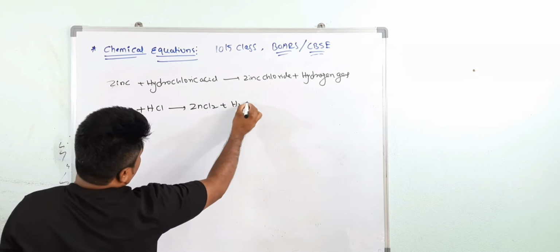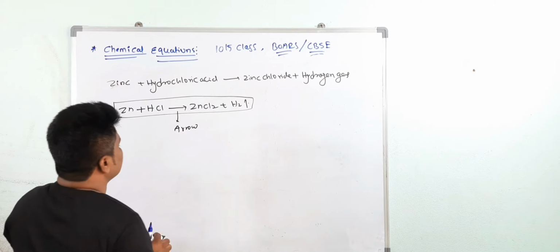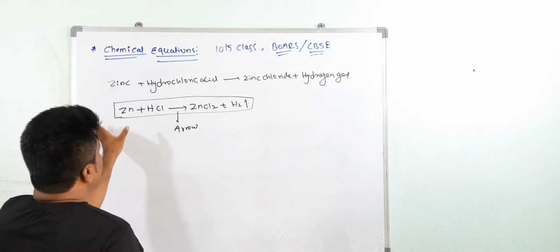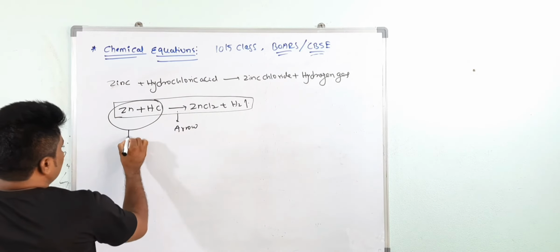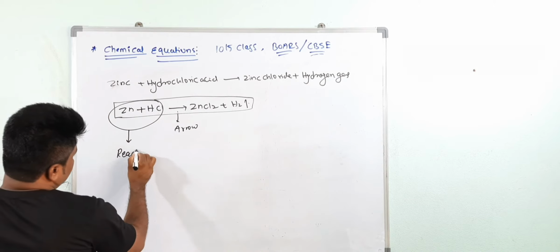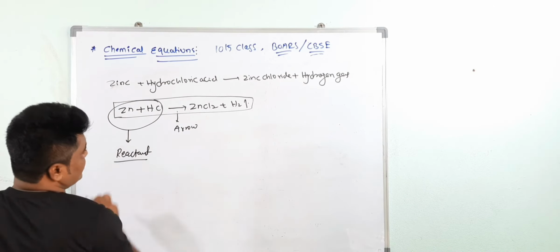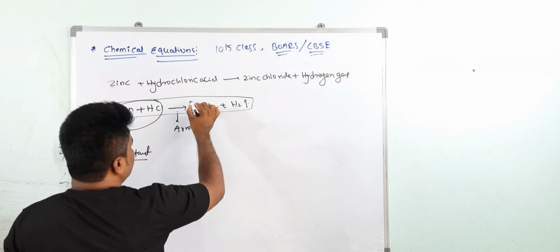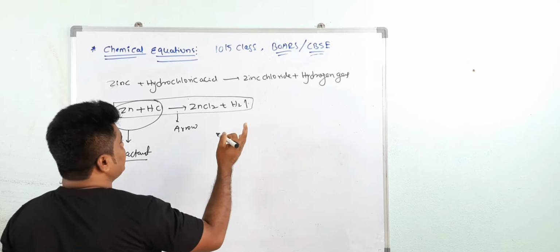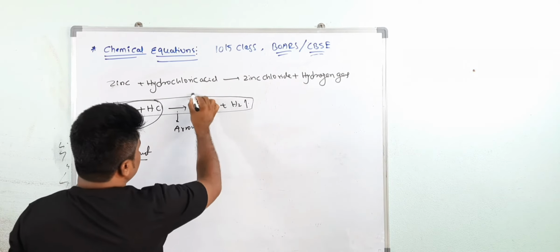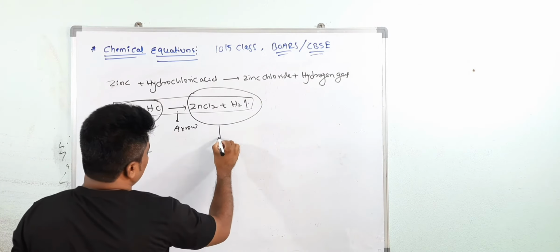Here see, what is the reactant and what is the product? Here this is called an arrow. The substances which are present on the left side of the arrow are called reactants. In the exam they will ask the definition: what is a reactant? Define reactant, give one example. And the substances which are present on the right side of the arrow are called products.